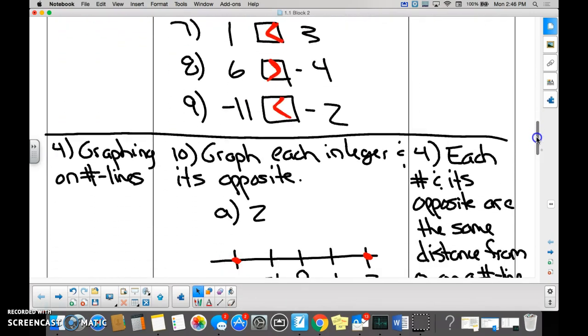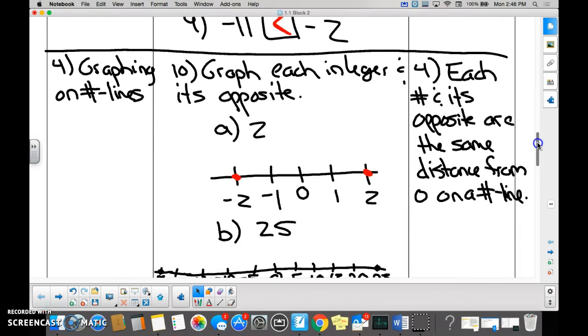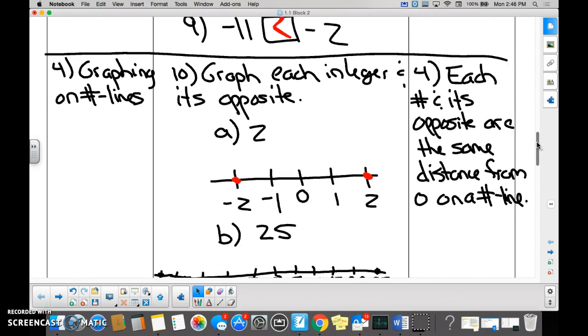Last section, graphing on number lines. If I asked you to graph the integer 2 and its opposite, how far away from 0 is the 2 and the negative 2 going to be, everybody? 2. Can a number be a negative distance from anywhere? No. You can never be a negative distance.